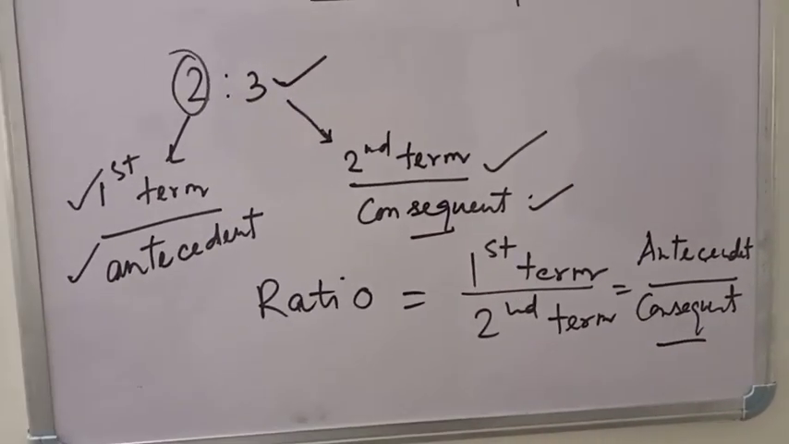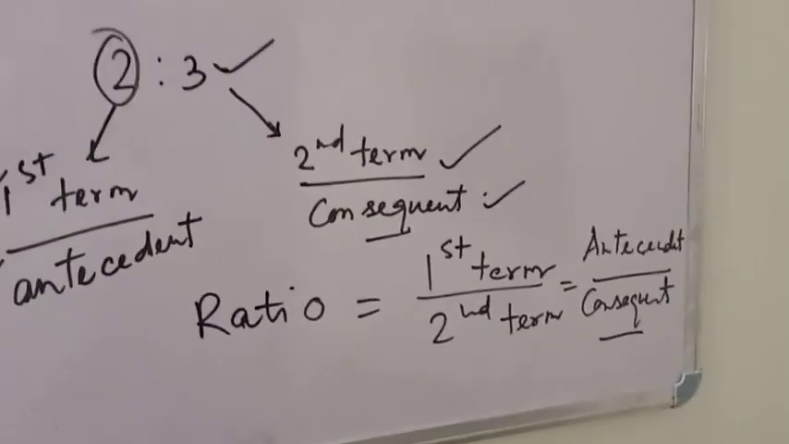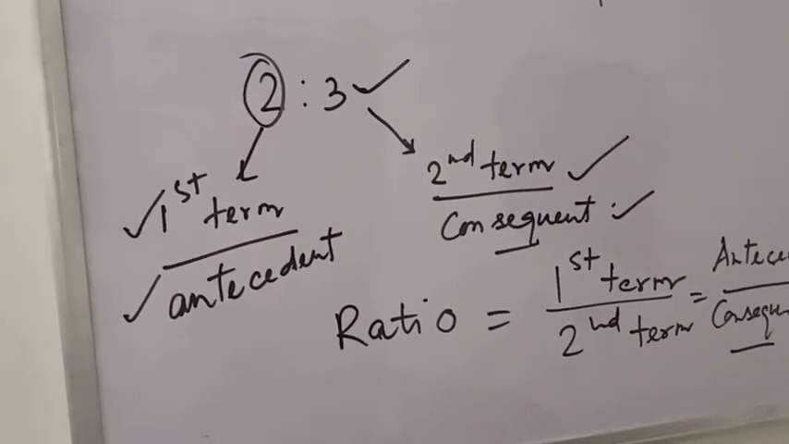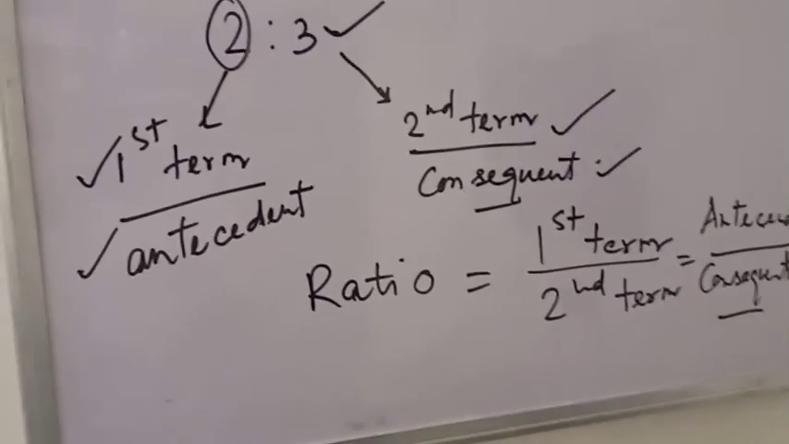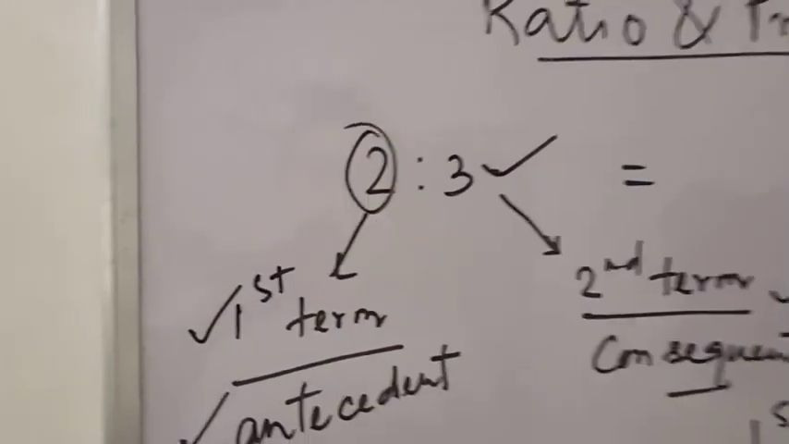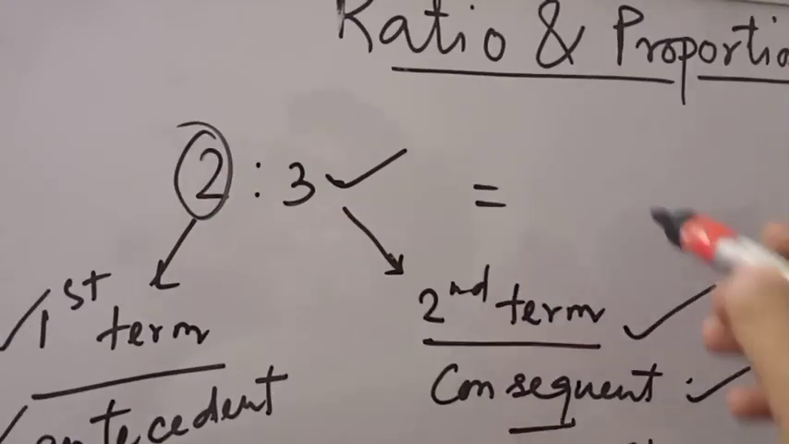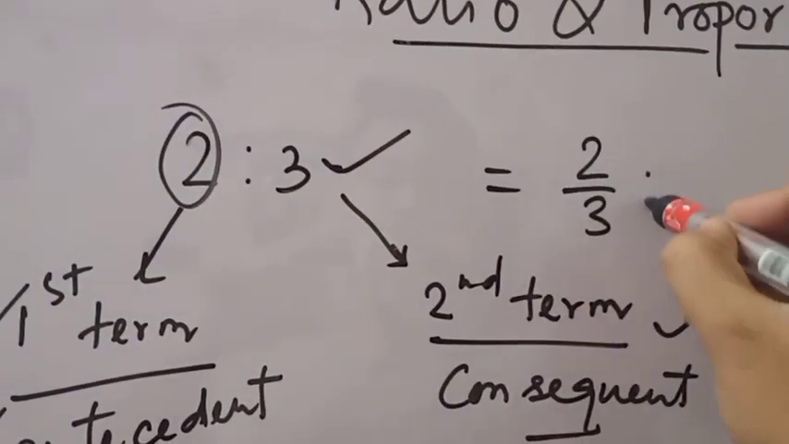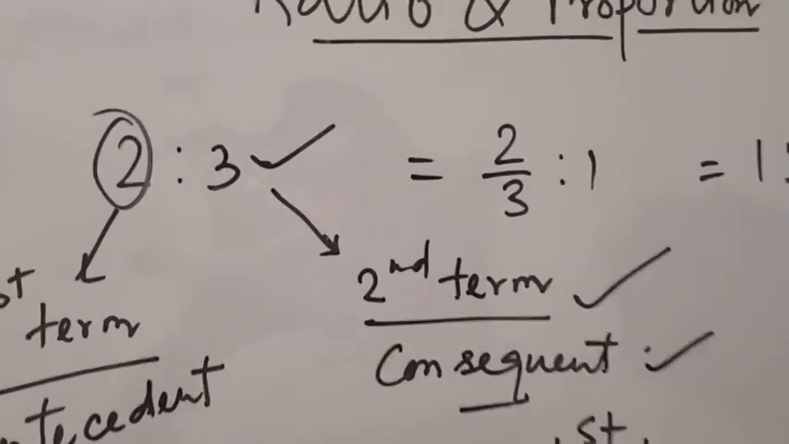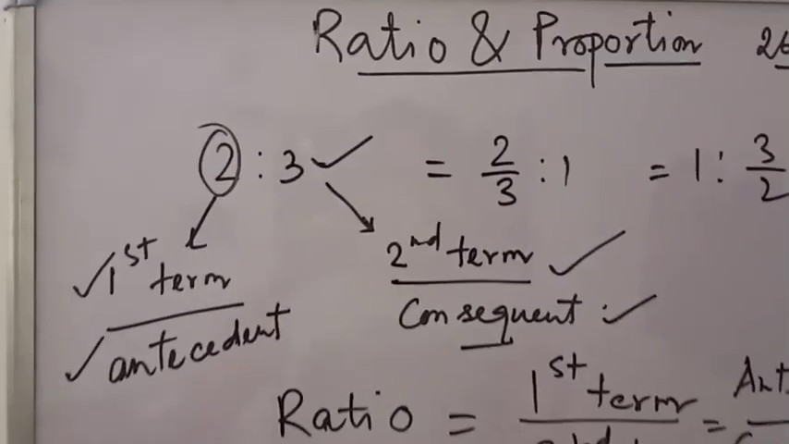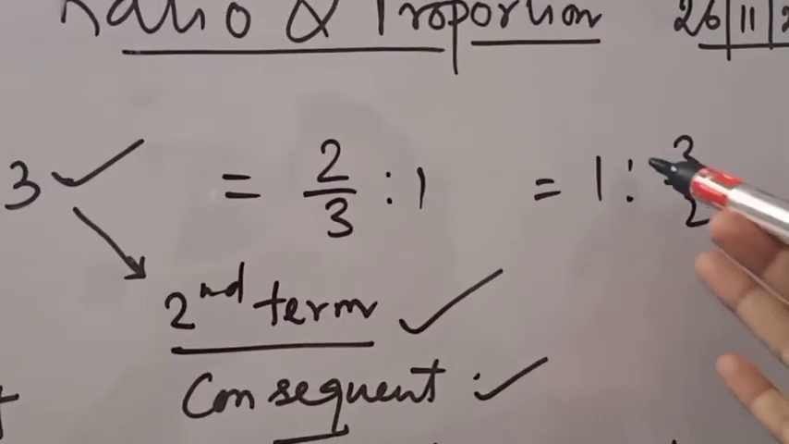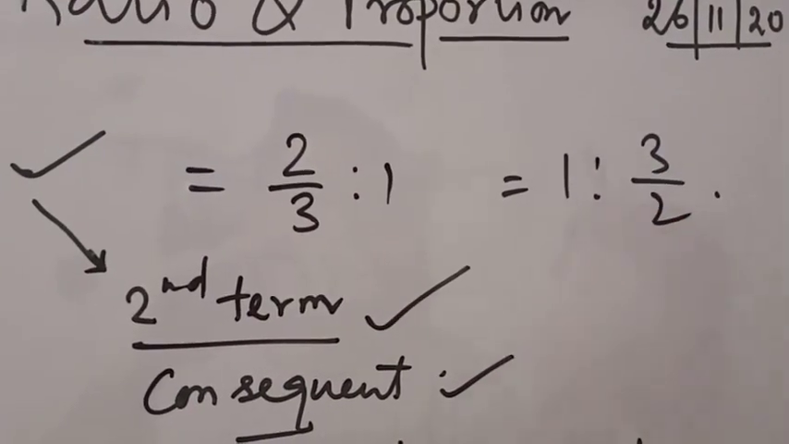Now, some points to be remembered when we are doing the sums. The ratio of two numbers can be expressed as a fraction. So that means if we express 2 is to 3 as a fraction, then we can write 2 by 3 is to 1, or we can write 1 is to 3 by 2. If we divide the ratio by 3, then we get 2 by 3 is to 1, and if we divide by 2, then we get 1 is to 3 by 2.